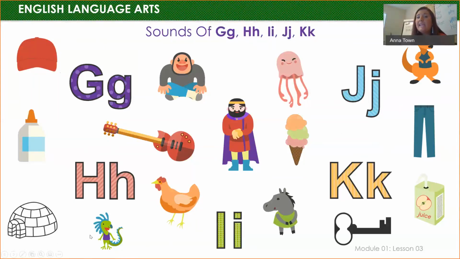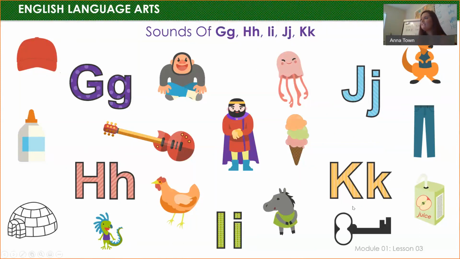Igloo, iguana. Remember, I has two sounds, I and I. The long I is in ice cream, and the short I is in igloo and iguana.